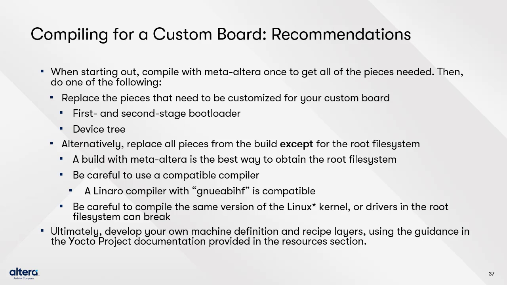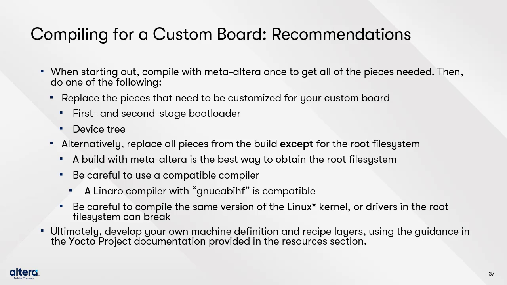When you are compiling for an Altera SoC FPGA development kit, the recipe layers and tutorials will be tailored for the board already. However, it is likely that you will eventually want to build your own board. Here are the recommendations when you are ready to compile for your custom board. When starting out, compile with Meta Altera once to get all of the pieces of software needed for your board. Choose a configuration that is a best fit to your board. Then, replace the pieces that need to be customized for your board. These are the first and second stage bootloaders and the device tree.